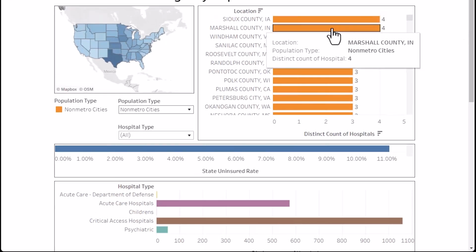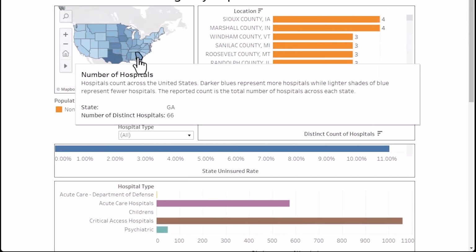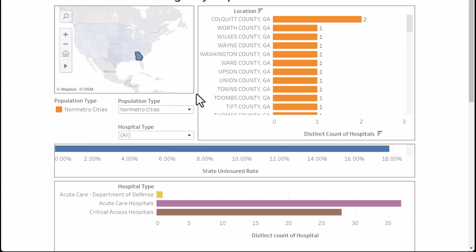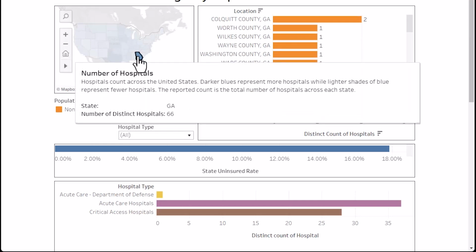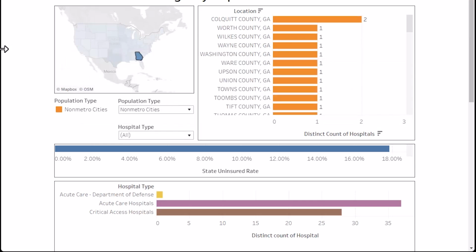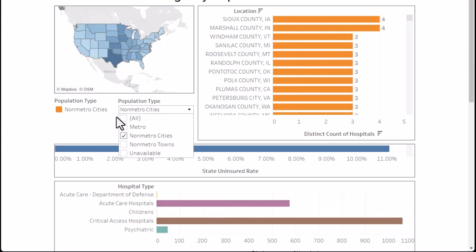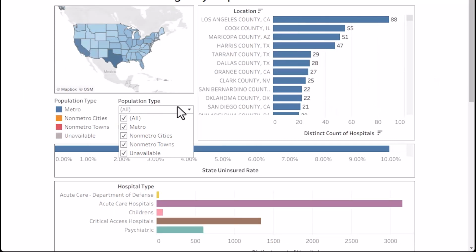But we can combine that with, let's go back to Georgia again, and now we're looking at only non-metro cities within the state of Georgia. So we can put our filters together to narrow this down. Selecting the state again allows us to see all 50 states, and selecting all from our population type brings us back to all population types.